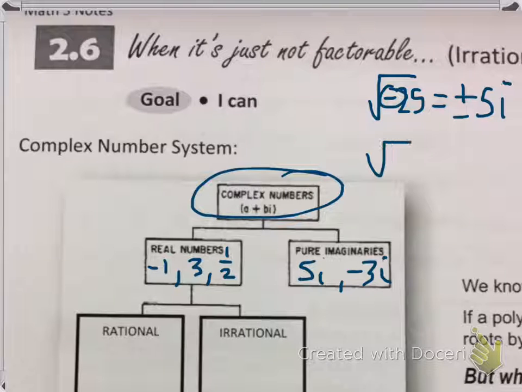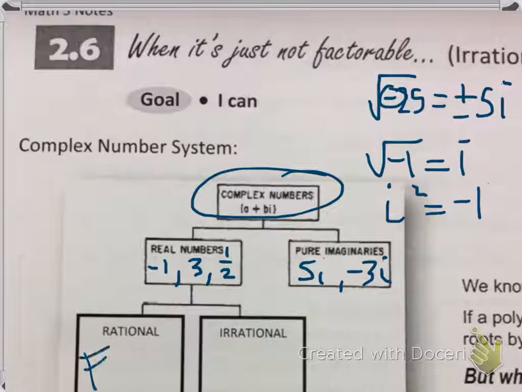So our rules say anytime we have a negative underneath the radical, we're going to put an i on our answer. And then the other rule says anytime we see an i squared, it will be equal to -1. So we're going to use those rules as we go throughout today's note-taking guide. Just a reminder again that rational numbers can be written as fractions, and irrational numbers cannot be written as fractions. Okay?